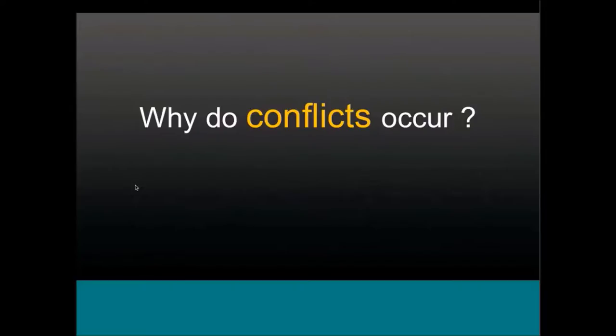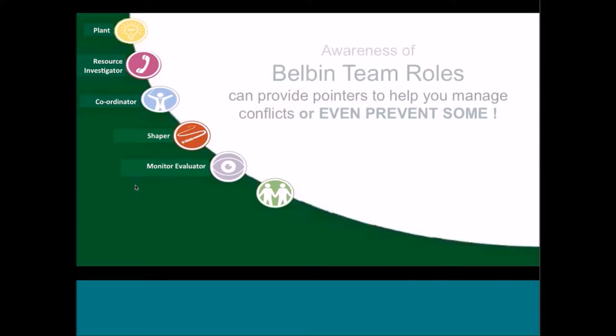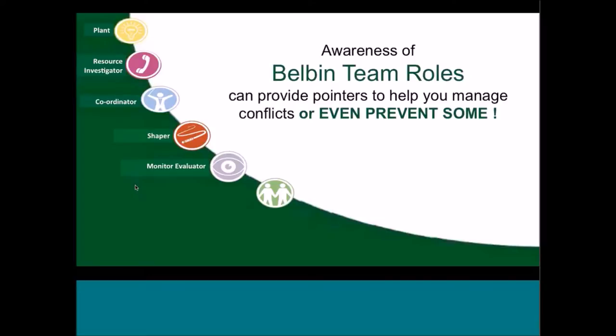But they do occur. They occur with individuals. They occur in families. They happen in meetings. They happen in organizations. They happen in project teams. Everywhere, conflicts do happen. Let's look at how an awareness of Belbin Team roles can provide pointers to help us manage conflict and even prevent some conflicts as well.